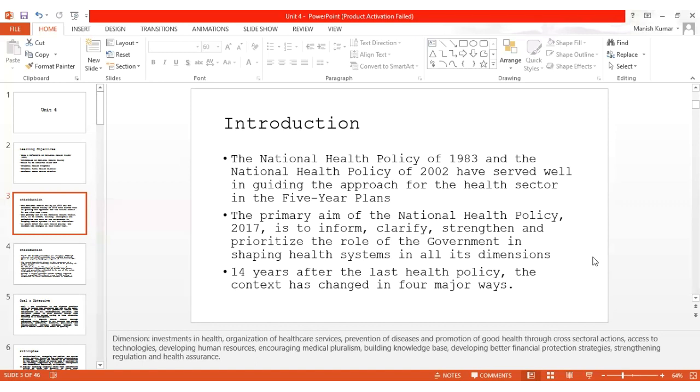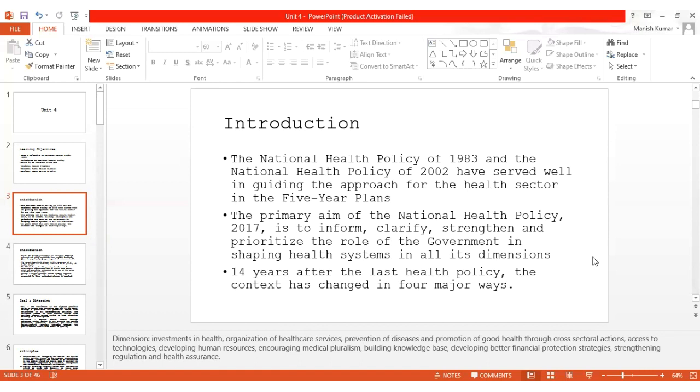We talk about convergence. How better can we converge with different departments? How can we strengthen the infrastructure? How better can we do health strengthening? So all these nitty-gritties were taken care of in the new national health policy.